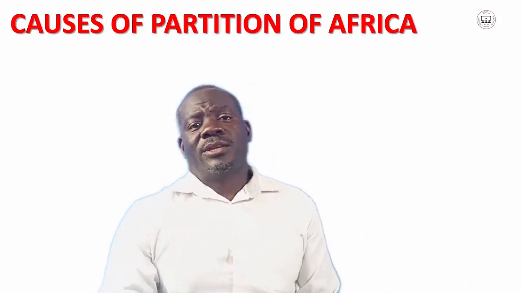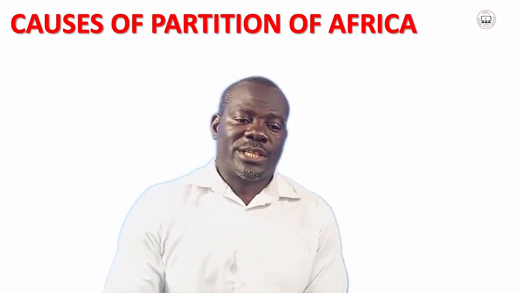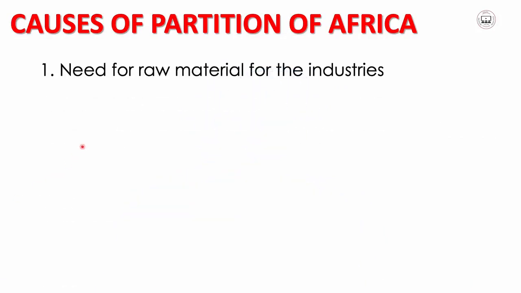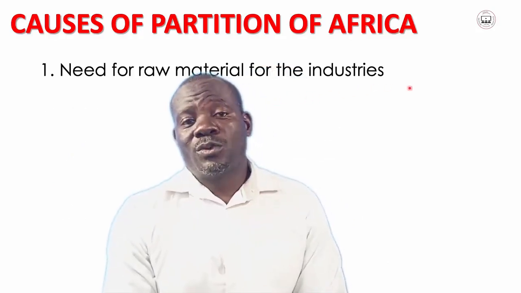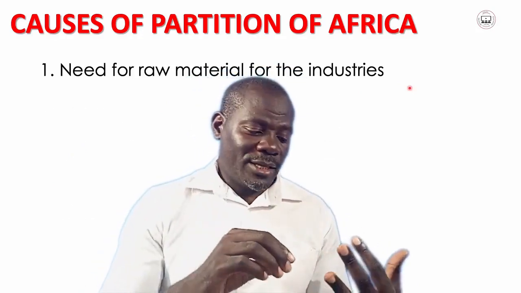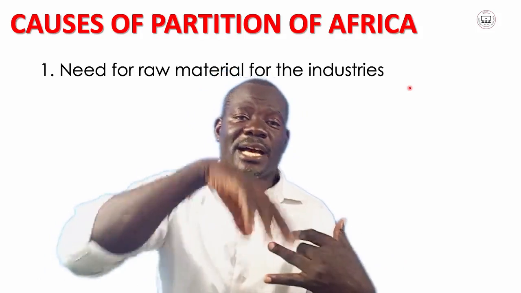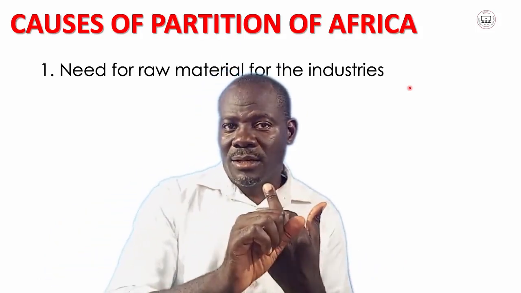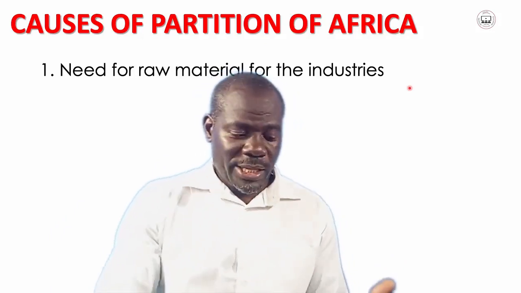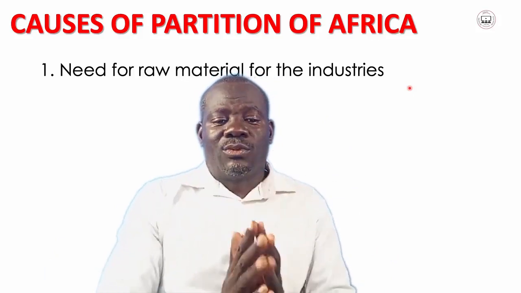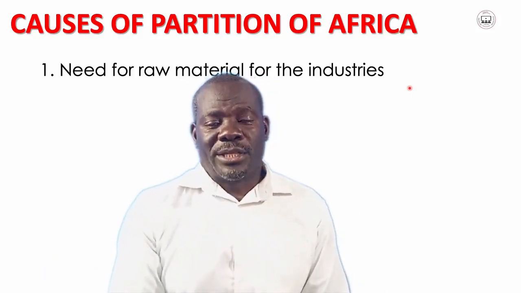Now let us look at the causes. What were the causes of the scramble or partition of Africa? Number one is the need for raw materials for industries. During this period, we have talked of the 19th and the 20th century. The 19th century means the 1800s, and the 20th century, the 1900s. So during those years, that was the period of the partition of Africa.